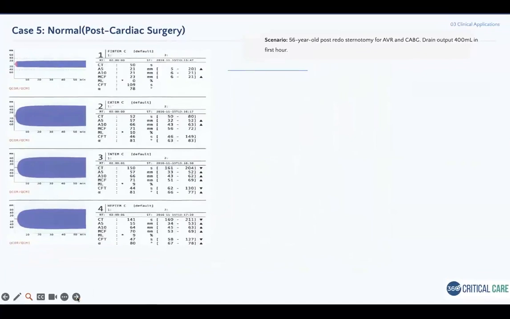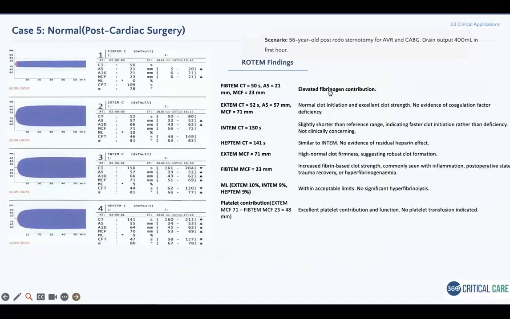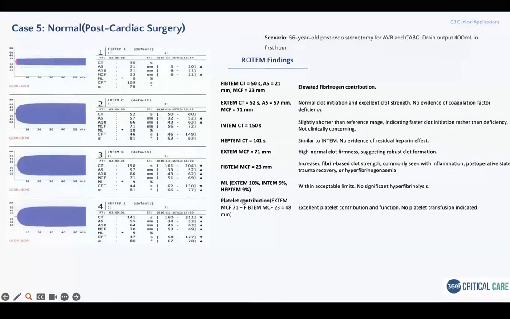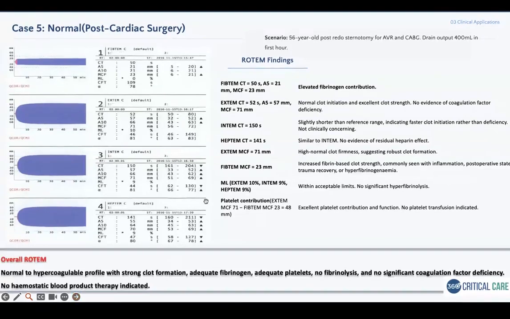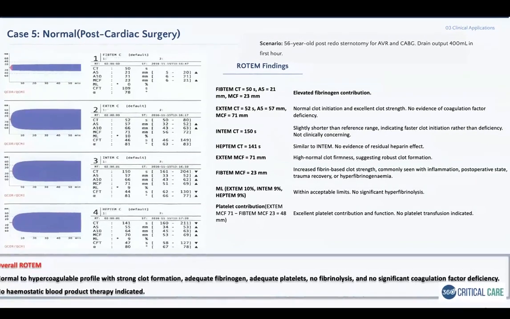Okay, so what you have is good fibrinogen, normal clot initiation and propagation. INTEM slightly shorter, so there is no issue with coagulation factor. HEPTEM similar to INTEM, so no evidence of residual heparin effect. So all of the things are normal here. That means the patient is bleeding not because of coagulation abnormality, but possibly because of a surgical cause, because you can see most of the things are normal.